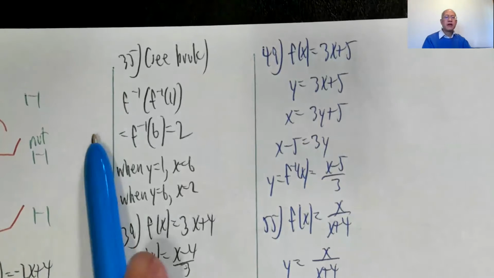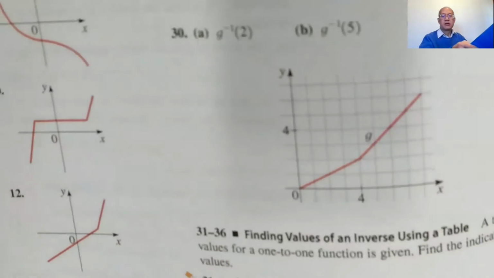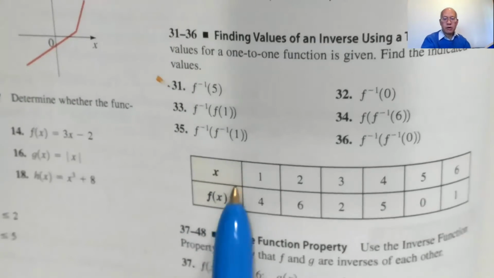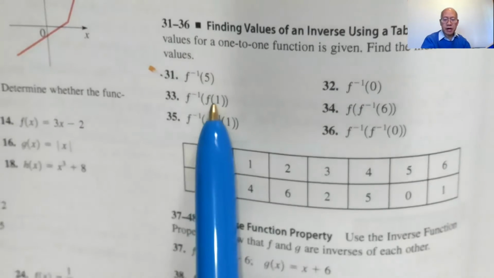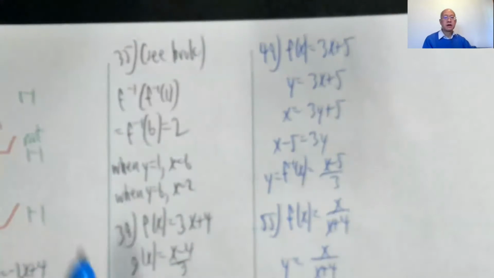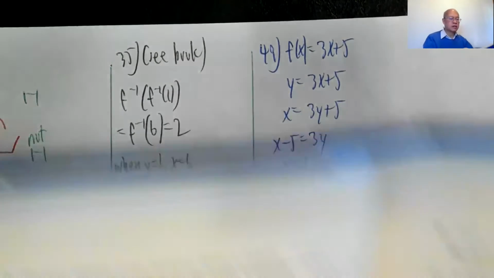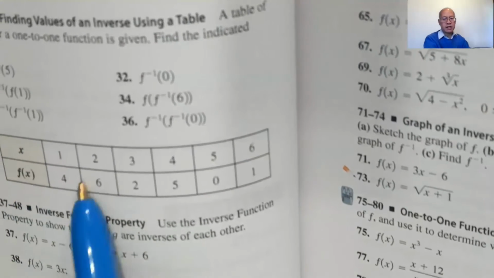35, f inverse of 1. So for 35, look at the table. f inverse of 1 means when y is 1, x is 6. So now this thing behind my pen is 6. And now you want f inverse of 6, meaning when y is 6, what's x? Evidently it's 2. And you can see that in the table. When y is 6, f of x means y, then x is 2.